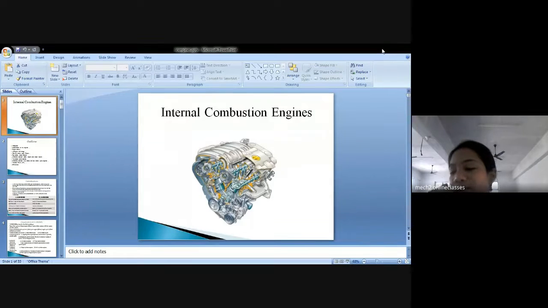In the first unit, IC engines. So engine, you all know, we also call it a heat engine, which converts thermal energy to mechanical energy. We know heat energy to mechanical energy, chemical energy to mechanical energy. So we have many definitions for engine.